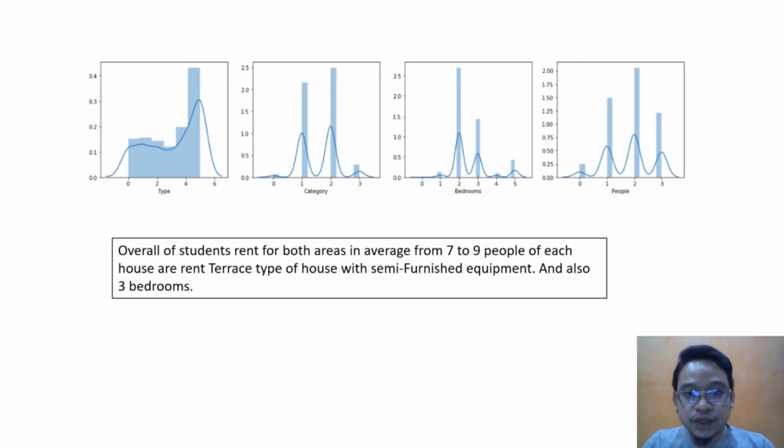From this graph, we can see the type of house, the graph for the category of equipment provided, the graph for bedrooms, and also the graph for people. So overall, the students rent the terrace house with the semi-furnished equipment and also have 3 bedrooms. From this, they can live, 7 to 9 people in a house.